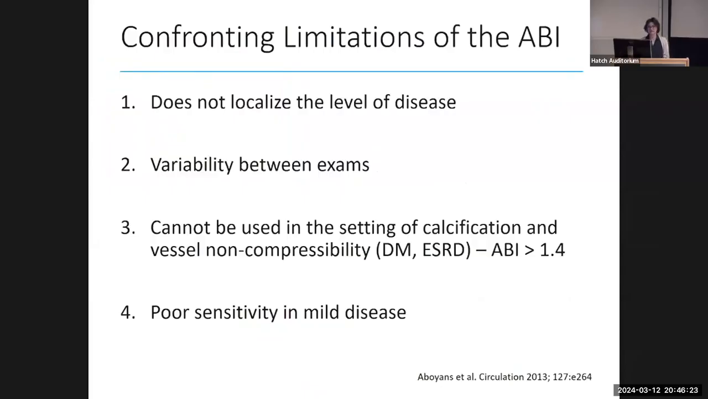Now, there are some inherent limitations to just an ABI. It doesn't localize the level of disease, number one, right? It tells you there's a blockage somewhere between the arm and the ankle, but not much more. How do we get around that? Well, we can get segmental pressures. We can get multi-level pressures to help identify the level of disease. And I'll show you an example of that.